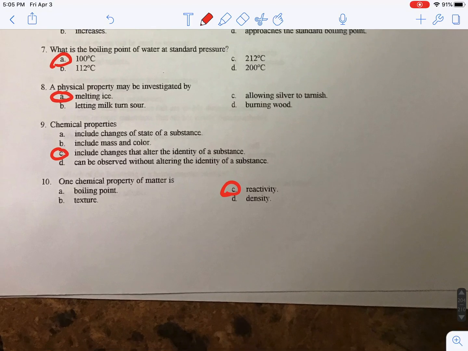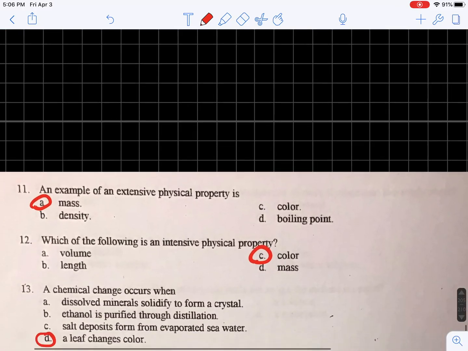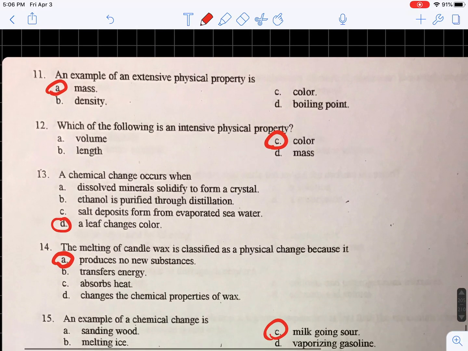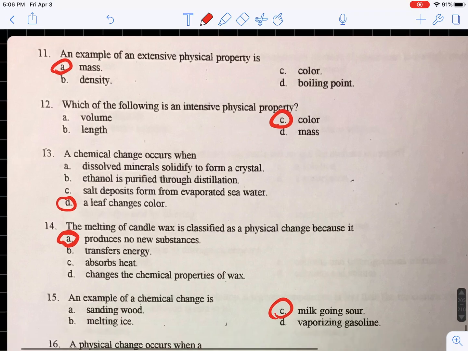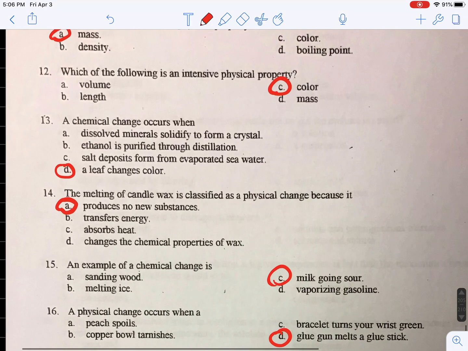Number 10, one chemical property is reactivity. Density, boiling point, and texture describe physical properties. Number 11, extensive property means the more it's based upon the amount that we have, and mass is the only one that's based upon the amount. Intensive means it's based upon the actual material, not the amount. So the color would be the physical property. And I know why you might have avoided it, because you might have thought, well, color's chemical. No, color change is chemical.